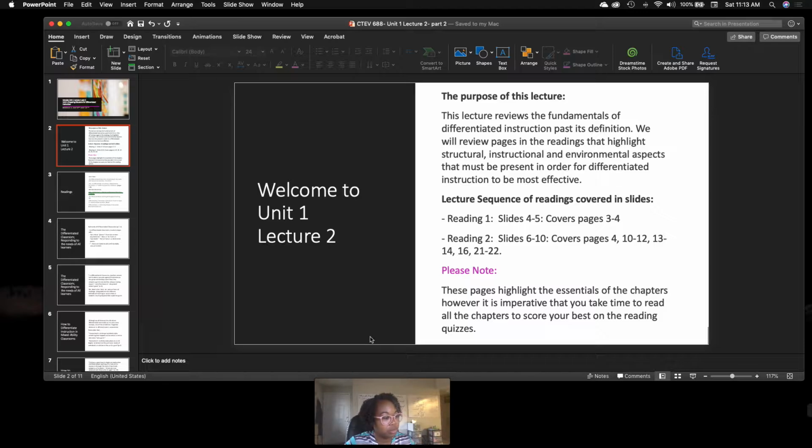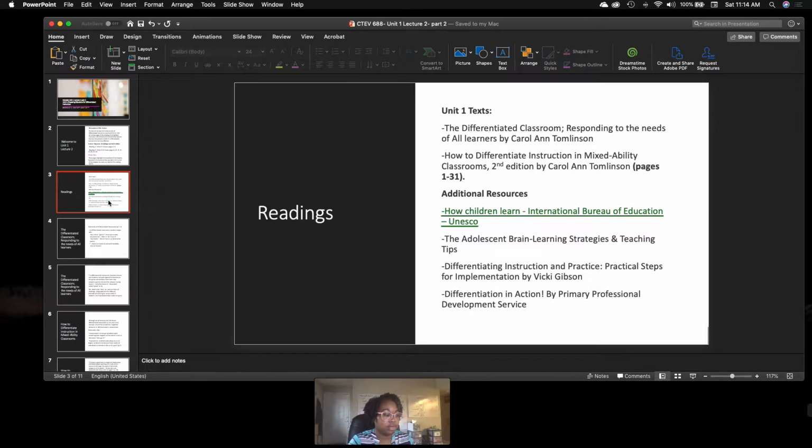And just remember that these pages highlight the essentials of the chapters. However, it is imperative that you take time to read all the chapters to score your best on the reading quizzes, because I intentionally go through every single page and then pick out the most critical parts of the readings that you may have missed to make sure that we're all getting the meat of the content.